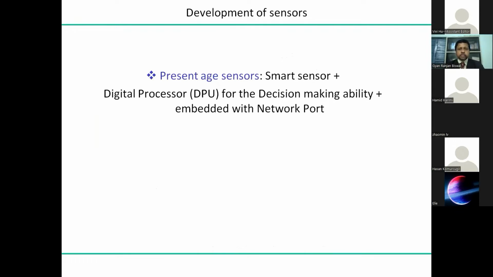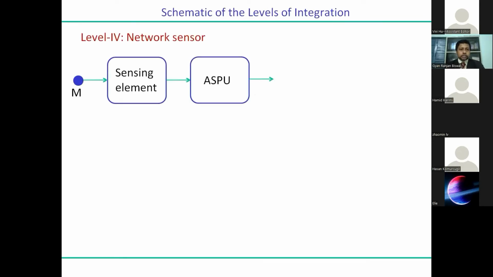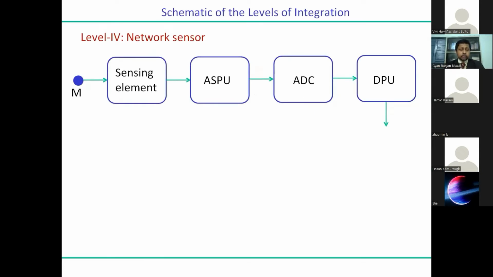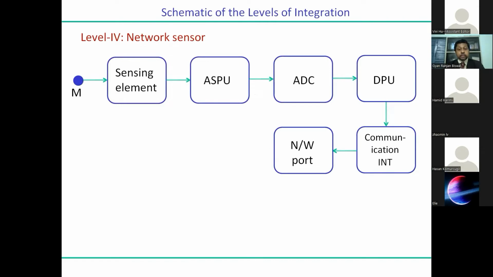The present-age sensors are smart sensors. Why do we call them smart? Because they not only sense the data and send all the raw data to the control center or the human machine interface, but they process the data and have the ability to make some decisions on the spot itself, and are also embedded with network ports. So the data can be transferred seamlessly to the display system, the memory, or the controller for further processing. Typically these are called level 4 sensors, or network sensors, embedded with network ports.